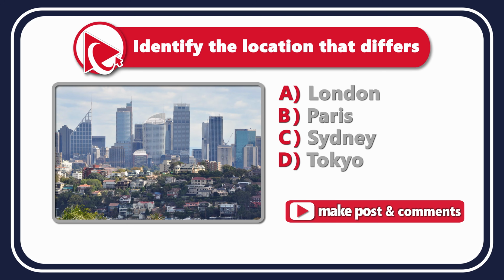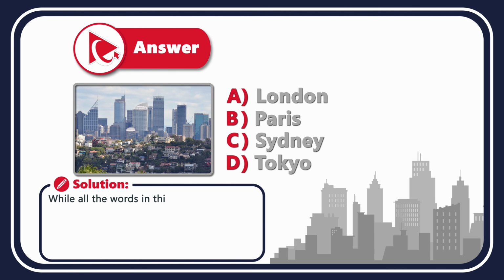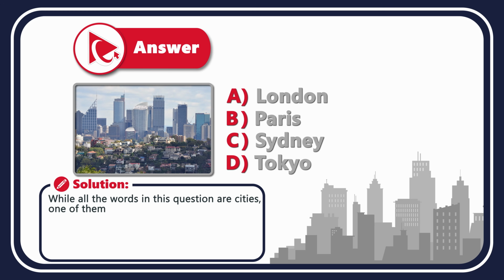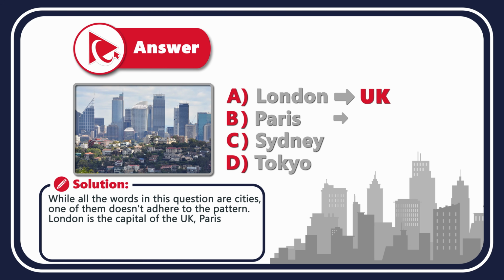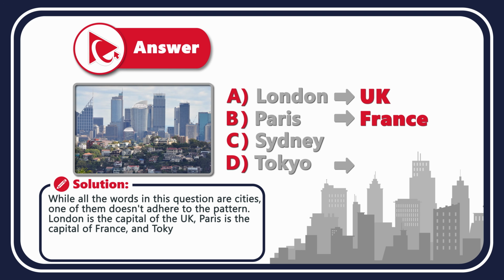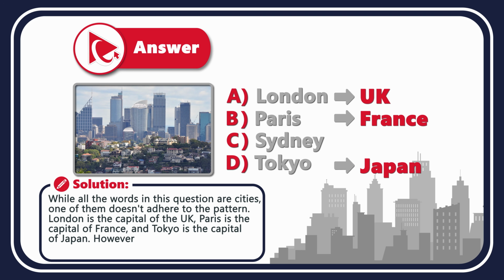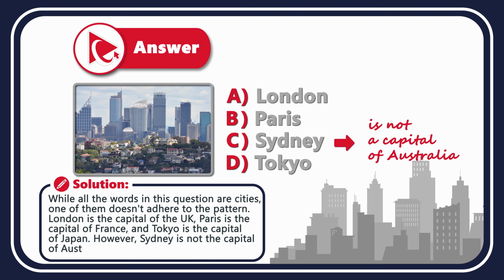While all words in this question are cities, one of them doesn't adhere to the pattern. London is the capital of the UK, Paris is the capital of France, and Tokyo is the capital of Japan. However, Sydney is not the capital of Australia.